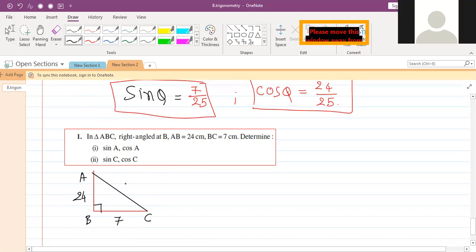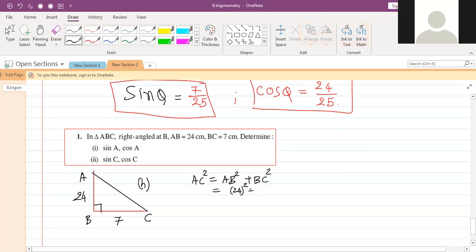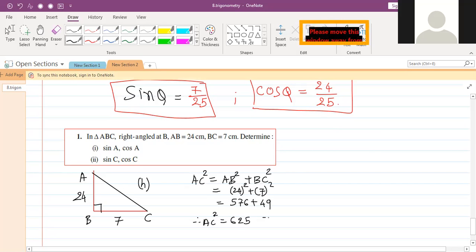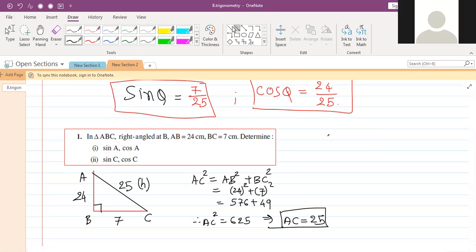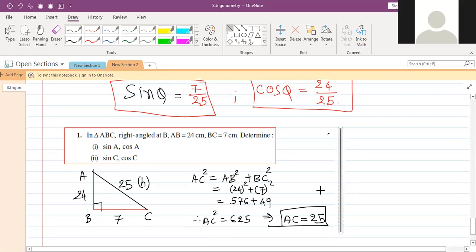Here we can apply the Pythagoras theorem to find the hypotenuse AC. AC square is equal to AB square plus BC square, that is 24 square plus 7 square. 24 square is 576 plus 49, and therefore AC square is equal to 625, and the square root is 25. Correct. So our hypotenuse is 25. Now we can find the value of sine A, cos A, sine C, and cos C.